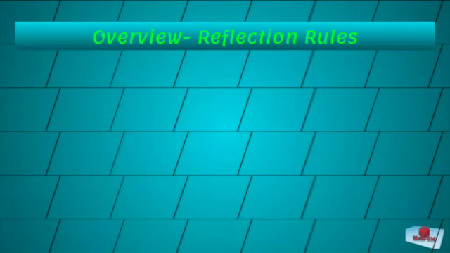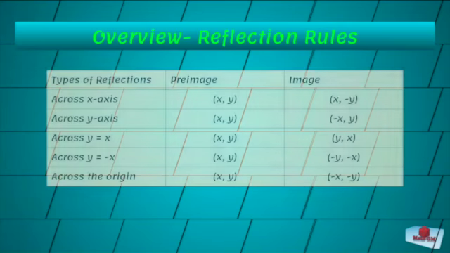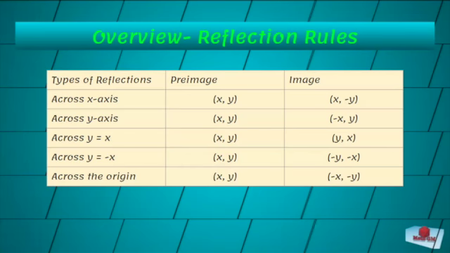Okay, so let's look at the rules for reflection. Now these are 5 common reflection types: across the x-axis, y-axis, y equals x, y equals negative x, and across the origin. And for each of these, the preimage, we're going to say is some point x, y. So when it crosses the x-axis, all I have to do is make the y negative. That's all I'm doing. When I reflect across the y-axis, I just make the x negative. I don't change anything else, just make the numbers opposite.